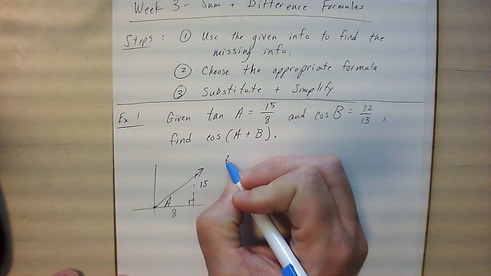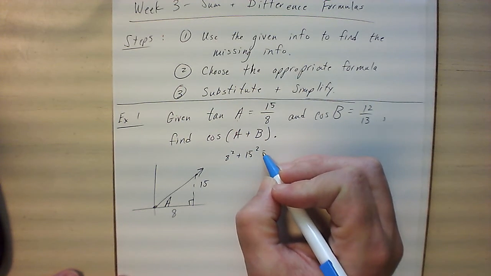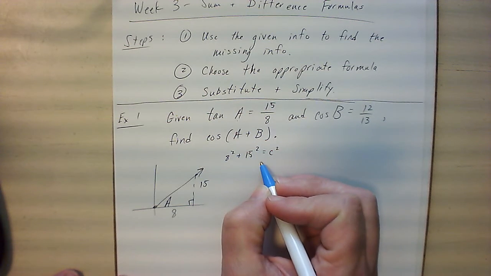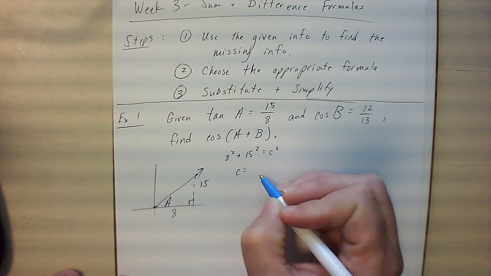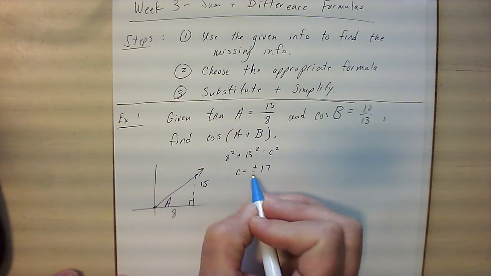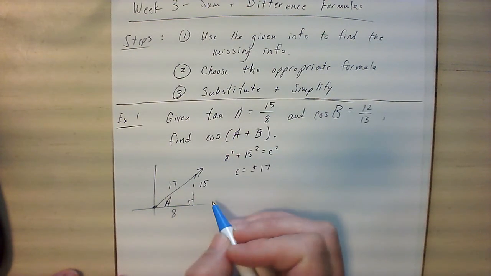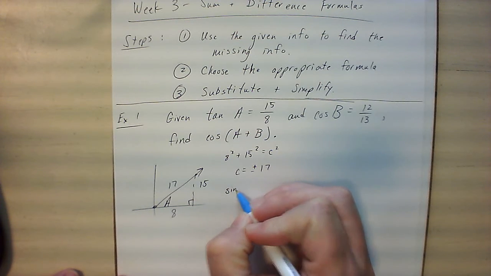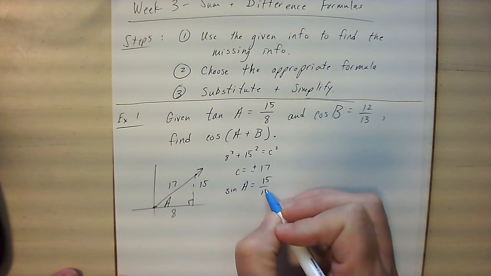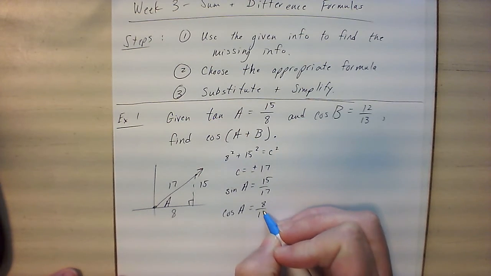So leg squared plus leg squared equals the hypotenuse squared. And once we do the math and solve this, take the square root, we end up with C being equal to plus or minus 17. Okay, but it doesn't make sense to make it negative in this scenario, so we're going to go with positive 17. All right, so now that allows us to find sine of angle A, which is 15/17. Cosine of angle A is 8/17.